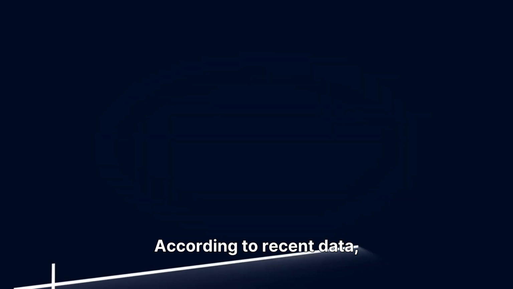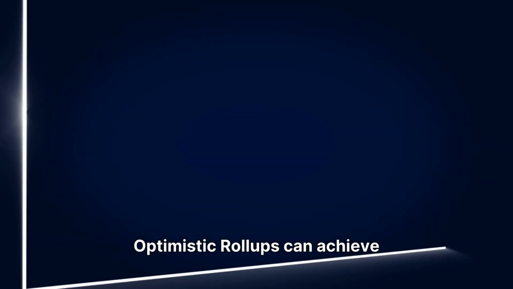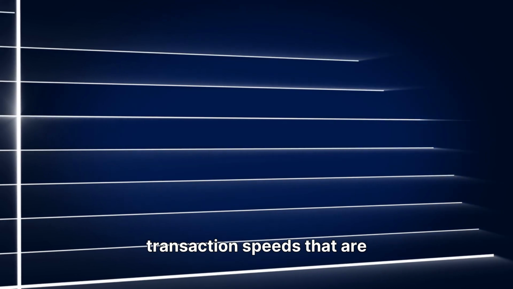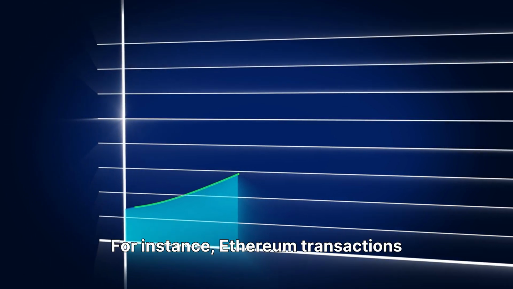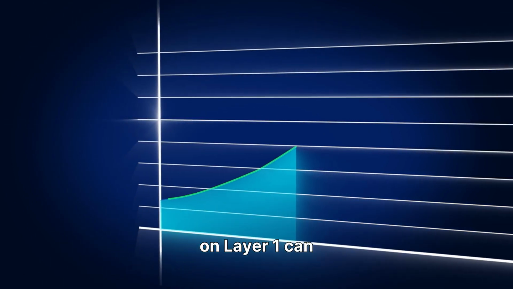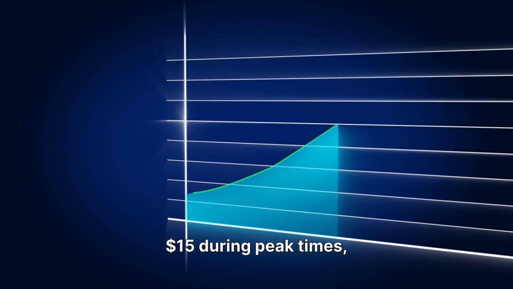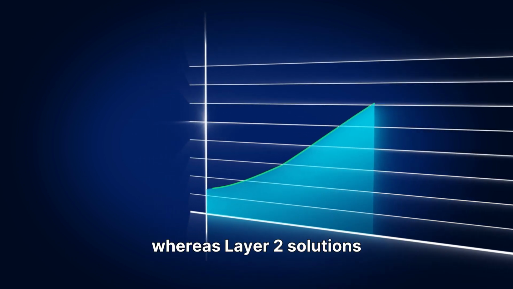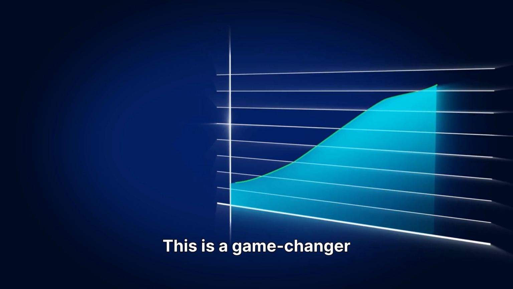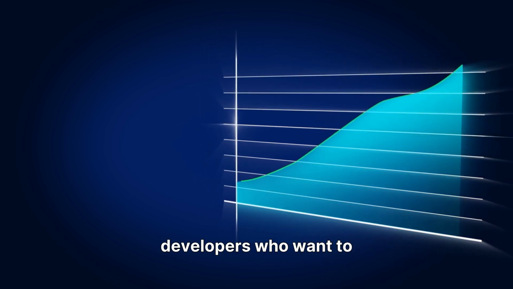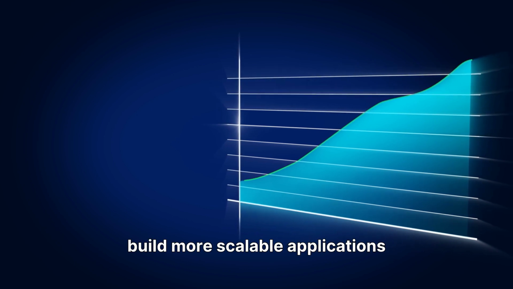According to recent data, Layer 2 solutions like optimistic rollups can achieve transaction speeds that are hundreds of times faster than Layer 1 solutions while reducing transaction fees significantly. For instance, Ethereum transactions on Layer 1 can sometimes cost upwards of $15 during peak times, whereas Layer 2 solutions can bring that down to mere cents. This is a game changer for everyday users and developers who want to build more scalable applications without breaking the bank.